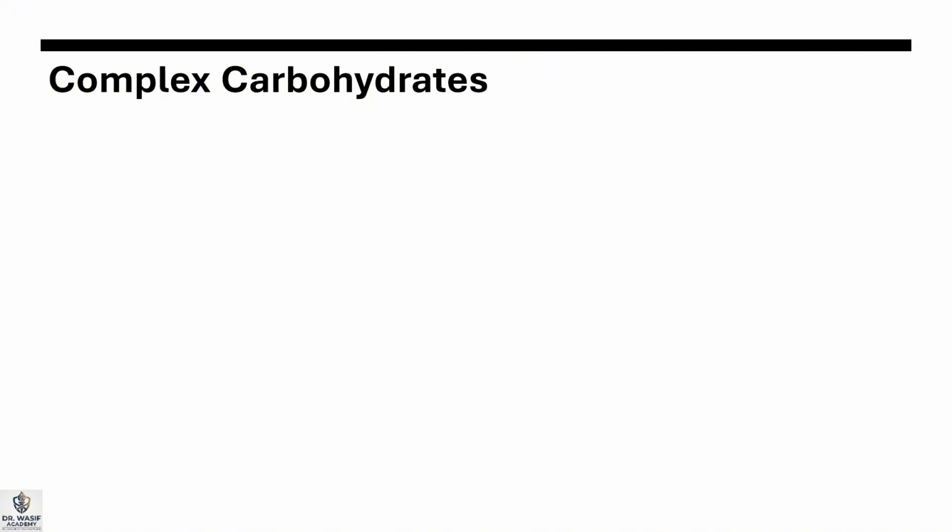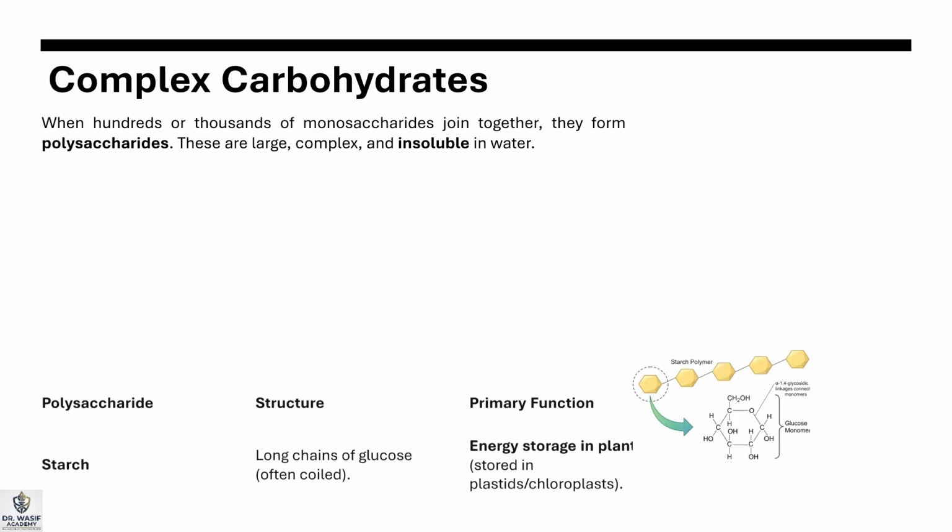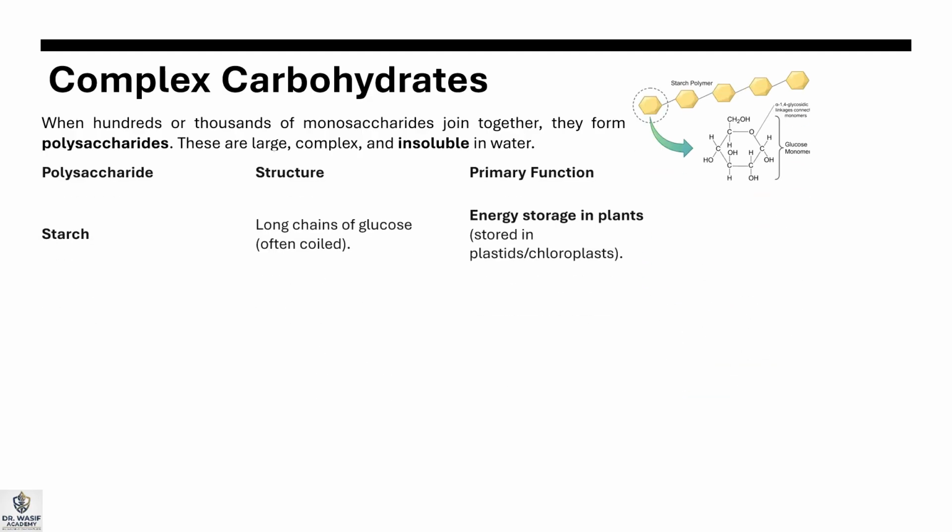Now let's talk about the giants, which are polysaccharides. These are formed when hundreds or even thousands of glucose units join together. Unlike the simple sugars we just discussed in the previous slide, these large molecules are insoluble in water, which makes them perfect for long-term storage and structure. Look at the three main types, which we summarized in this table. First of all, we have starch. These are long coiled chains of glucose used by plants to store energy.